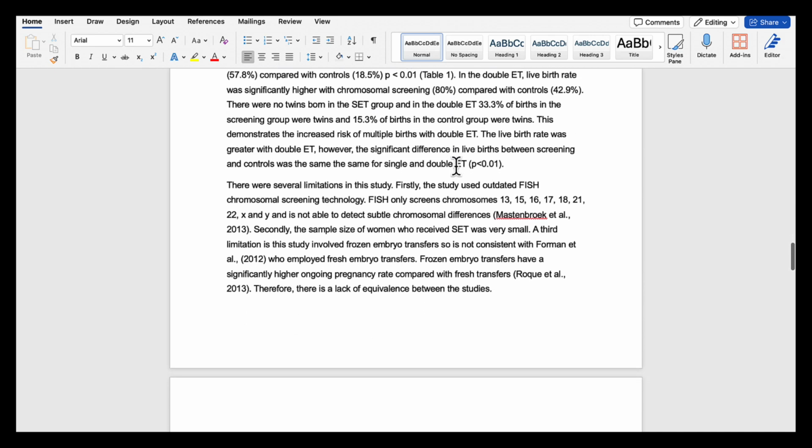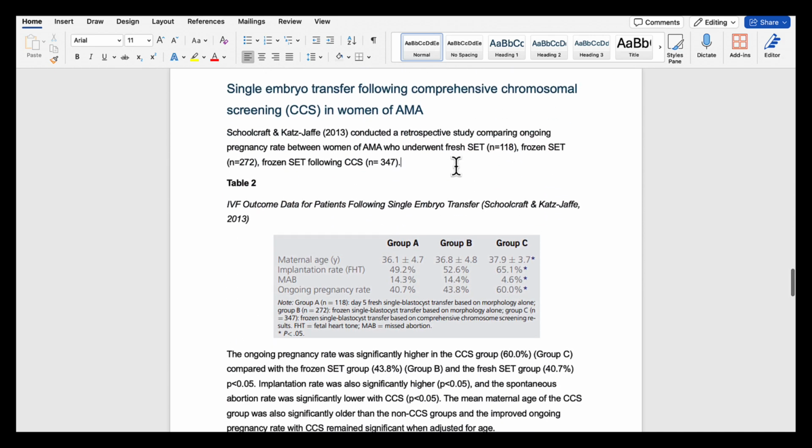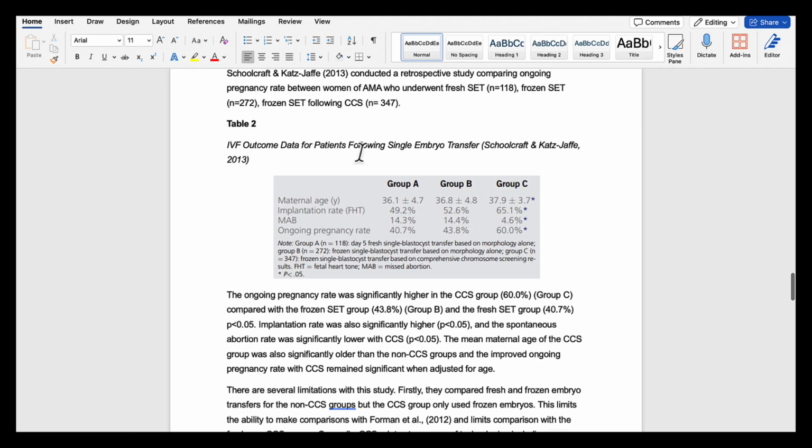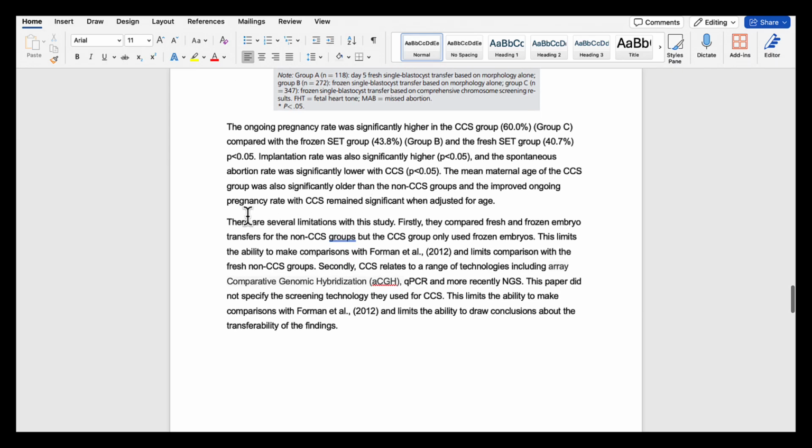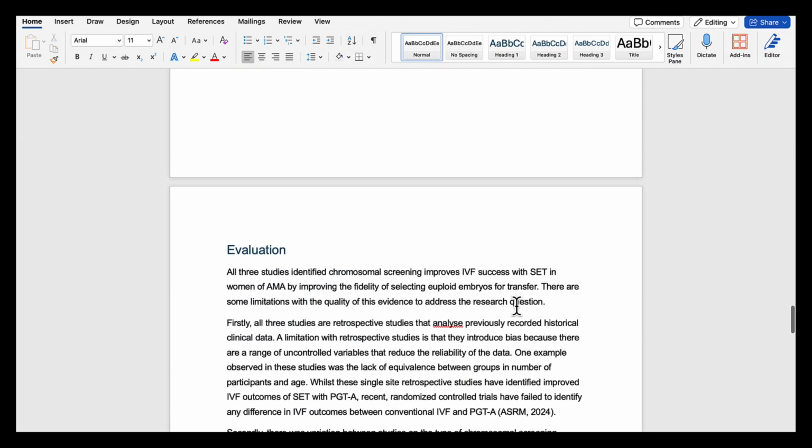Okay, and so then we've got our third paper, and again the same thing. We've got a title, we've got what did they do, we've got our evidence, and then we've got our thorough description of the trends, patterns, relationships, and then a thorough description of the limitations. And then we're on to our evaluation.